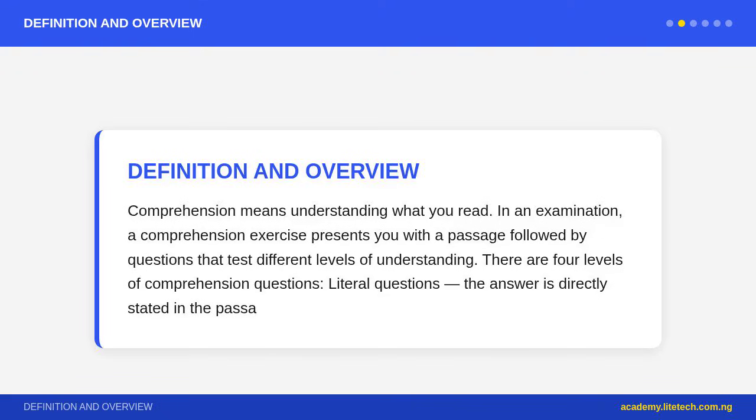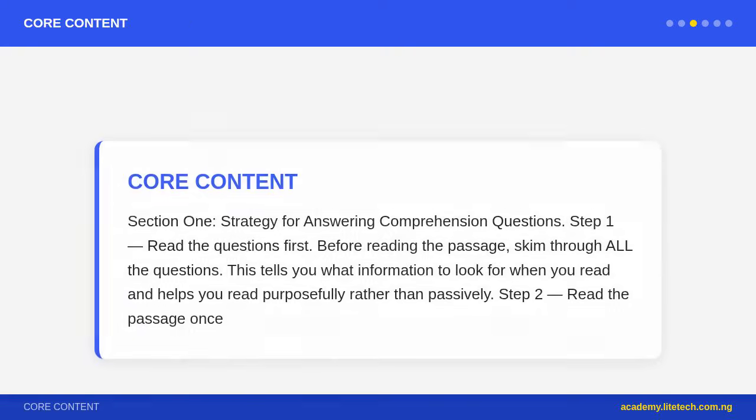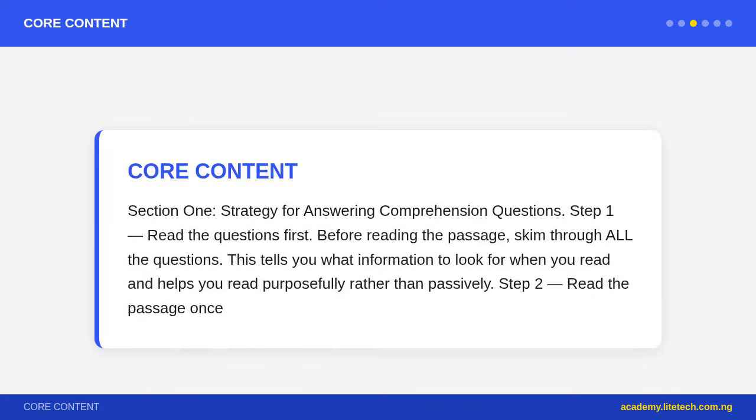Step 5. Use your own words as much as possible. Copying large sections directly from the passage loses marks. Paraphrase. Express the meaning in your own words while keeping the original idea.